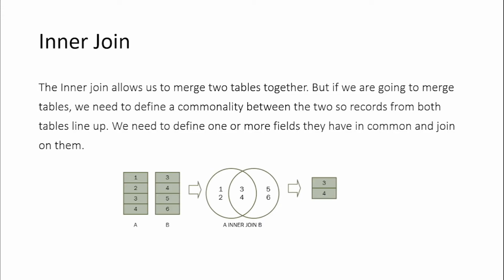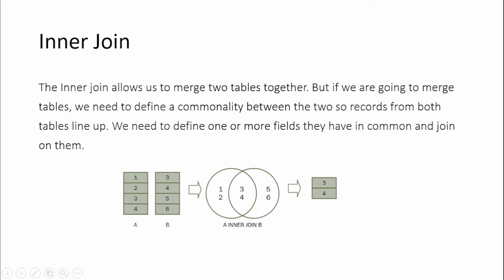For example, suppose we have table A and table B, where in table A we have elements 1, 2, 3, and 4, and in table B we have elements 3, 4, 5, and 6. Suppose we do an inner join between A and B. The output from the inner join of A and B will be the common points between A and B, and everything that is not in common will be ignored. So in this case 1, 2, 5, 6 are ignored, and only 3 and 4 are taken into record. This is how an inner join statement works.